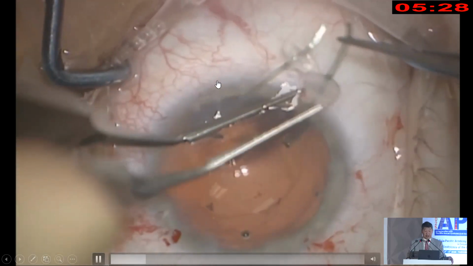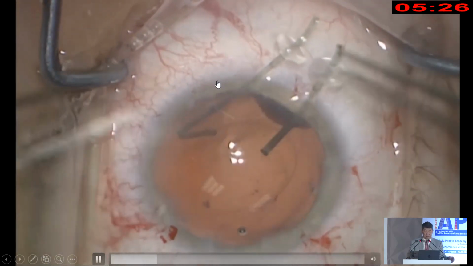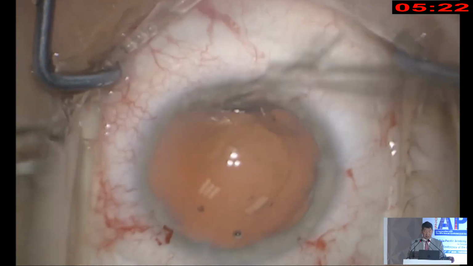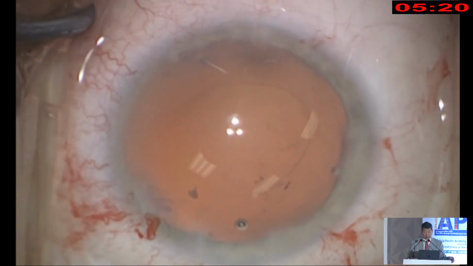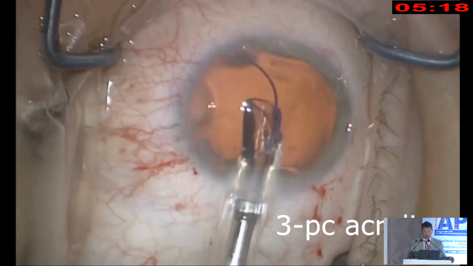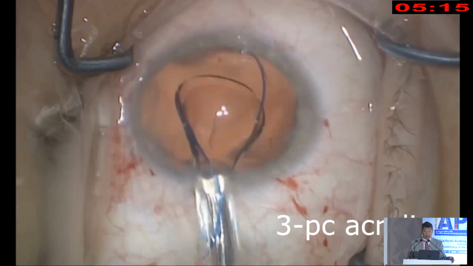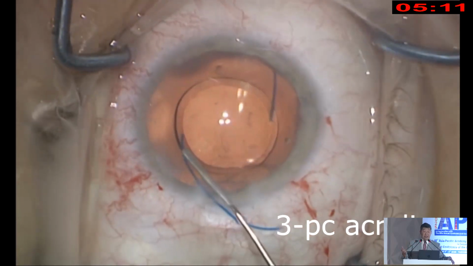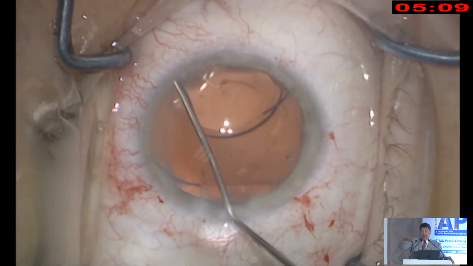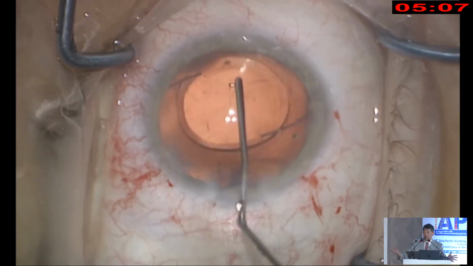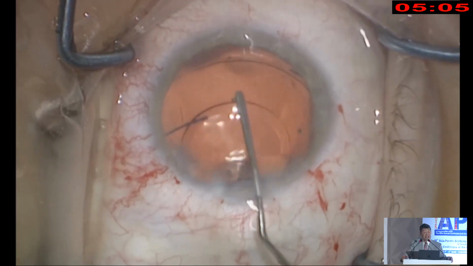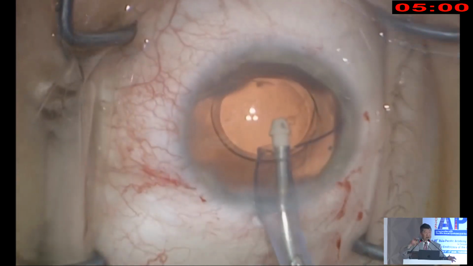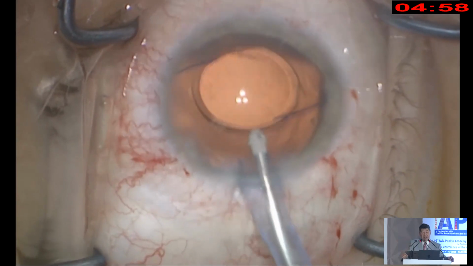Now here's a case where I've got a nasal zonular dialysis due to trauma. So I've pulled this out. I've put my CTR in. And so what I'll do now is, since I've got zonular dialysis nasally, I should orient the haptics 90 degrees away from that, right? But I have to capture the optic, because if I don't, it's going to rotate in the sulcus. That haptic will go through the zonular dialysis.